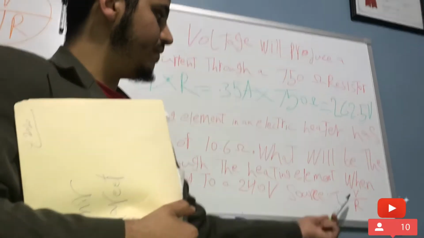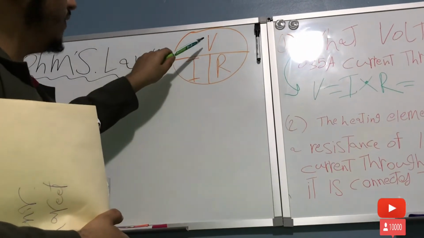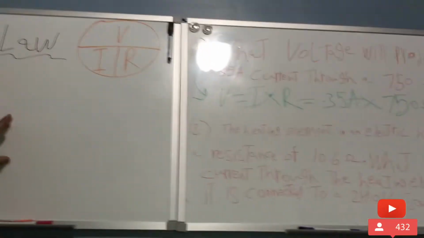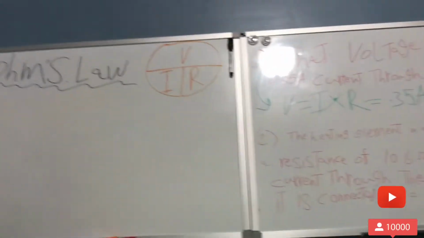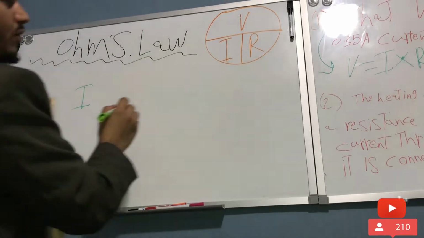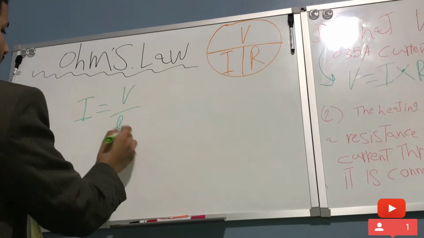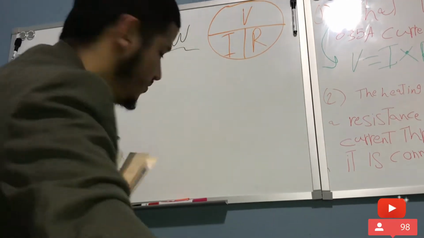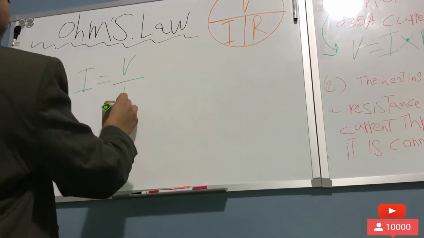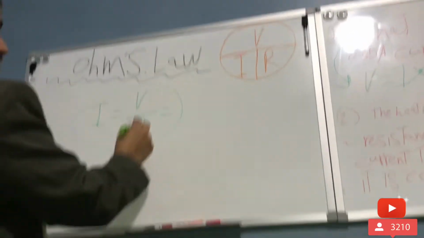To find the amps, you put the volts divided by resistor, as I told you right here. I'm going to put it right here because we don't have more space at the bottom. All right, let's do it. We want to find the current, right? You put the volts divided by resistance. That's the formula for this question.